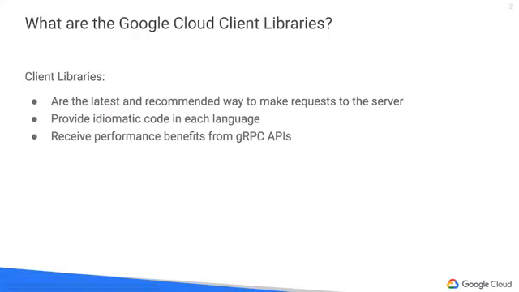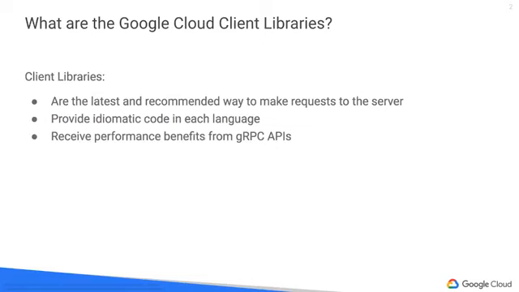What are the Google Cloud Client Libraries? The Google Cloud Client Libraries are the latest and recommended approach to making requests to the server. The cloud libraries make it easier to access API calls using your favorite programming language. Google Cloud Client Libraries handle low-level communication with the server, including authentication with Google, and they can be installed using familiar installation packages such as npm and pip.